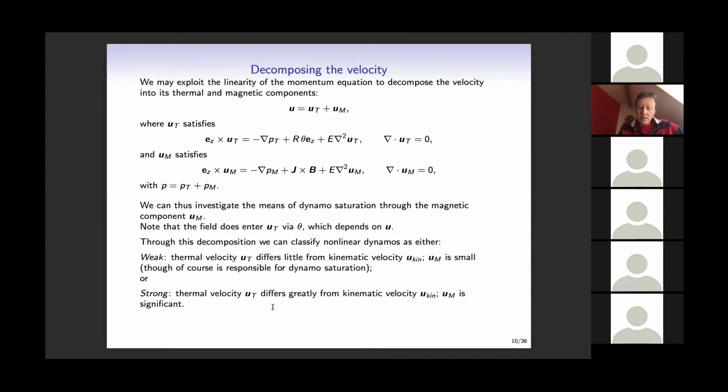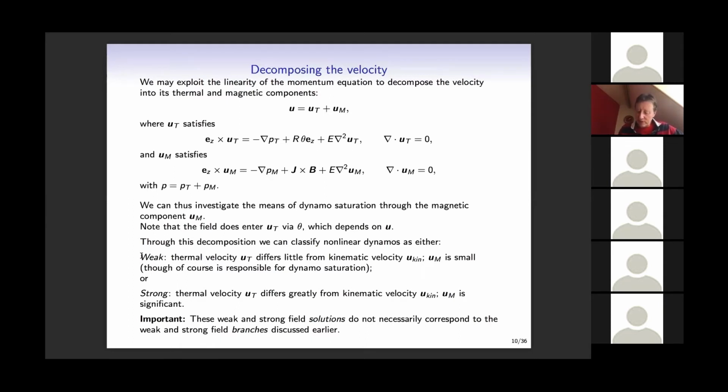Now there's scope for confusion here, because what we're calling a weak field dynamo and a strong field dynamo are not necessarily the same as the weak and strong field branches that I talked about in that little sketch of Roberts. I'll say a little bit more about that. It shouldn't really lead to confusion. So weak field dynamos are where the flow at the end looks pretty much like the flow at the beginning, and a strong field dynamo is where the flow at the end looks very different to the flow at the beginning.